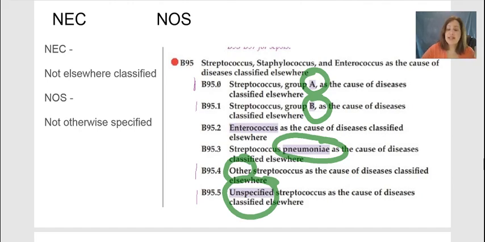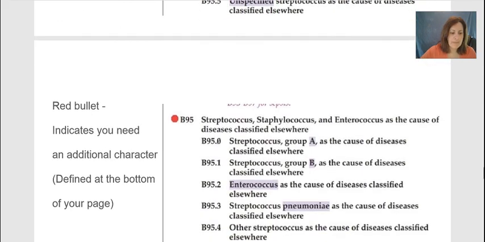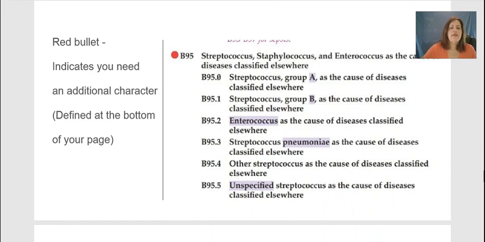Okay, so that's the difference between your NEC and NOS. NEC, I know what kind it is, but it isn't a choice I'm given. NOS, I don't even know what kind it is to begin with. You will see this all over the place in the code book. Sometimes you will be looking at a code that has this in front of it. There's my page in the book. Okay. So some of them have it, some of them don't.